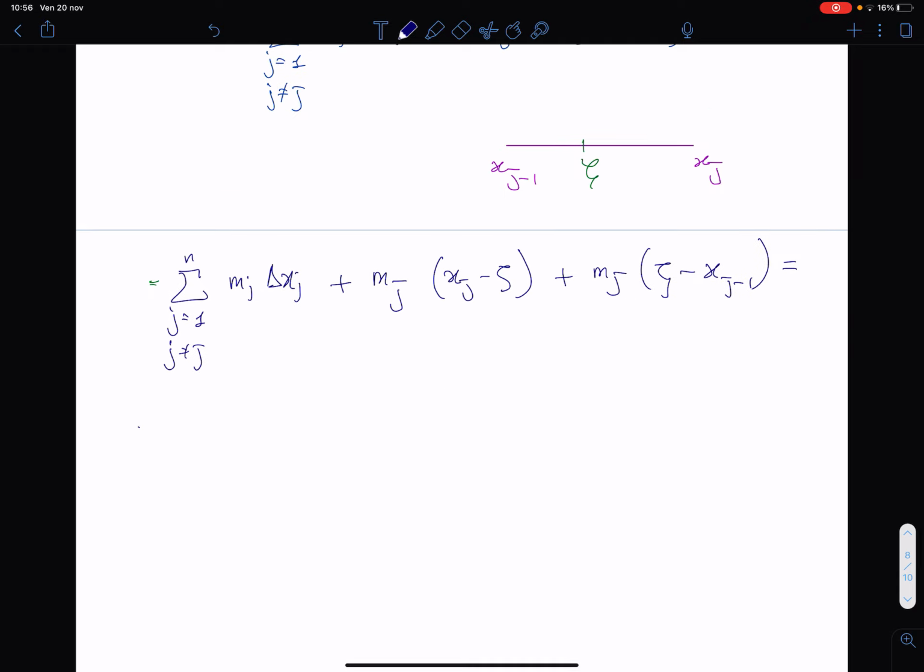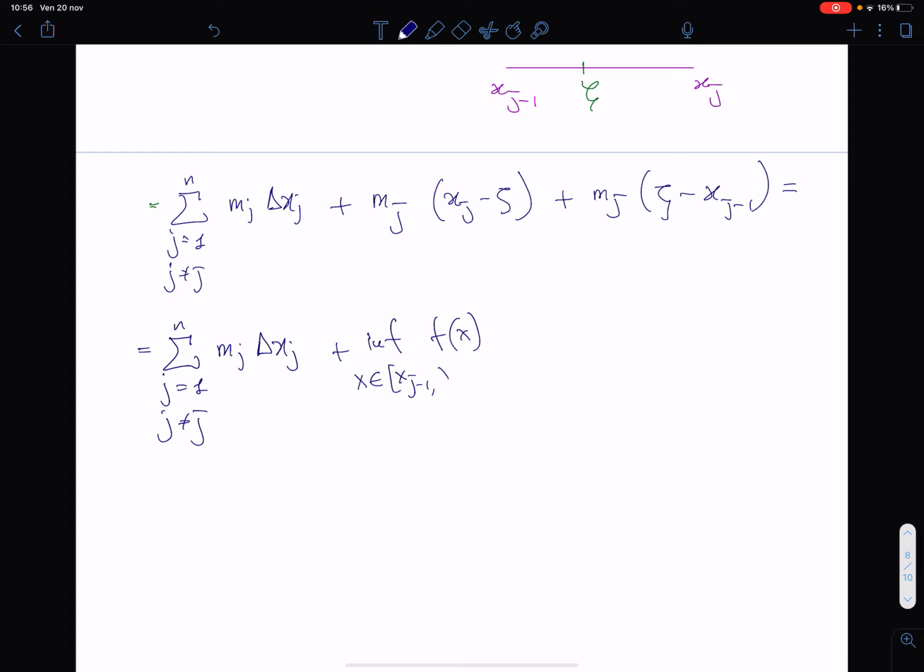And now, remember that this m_{j bar} is an infimum. So here you have the sum for j from 1 to n, j different from j bar, of m_j delta x_j, plus the infimum of f(x) for x in the closed interval [x_{j bar minus 1}, x_{j bar}], times (x_{j bar} minus Z), plus the infimum of f(x) for x again in [x_{j bar minus 1}, x_{j bar}], times (Z minus x_{j bar minus 1}).